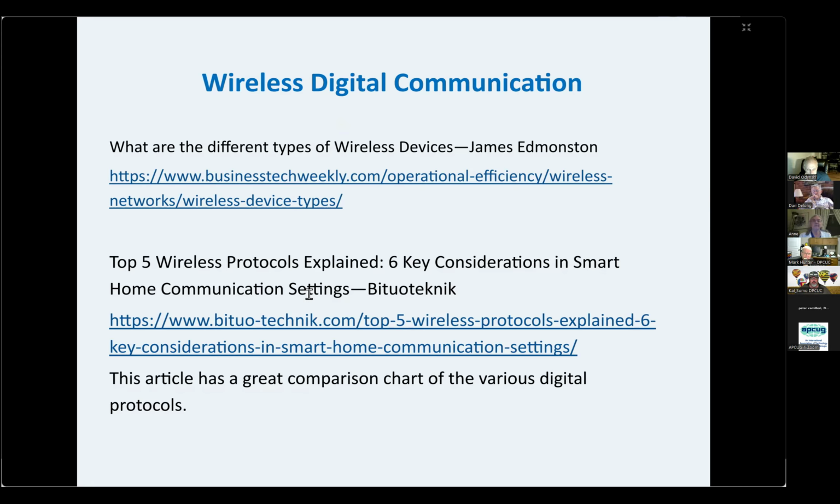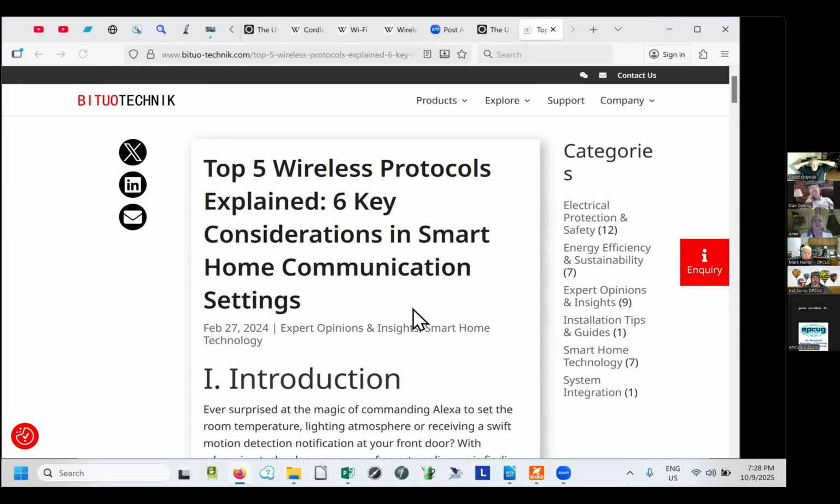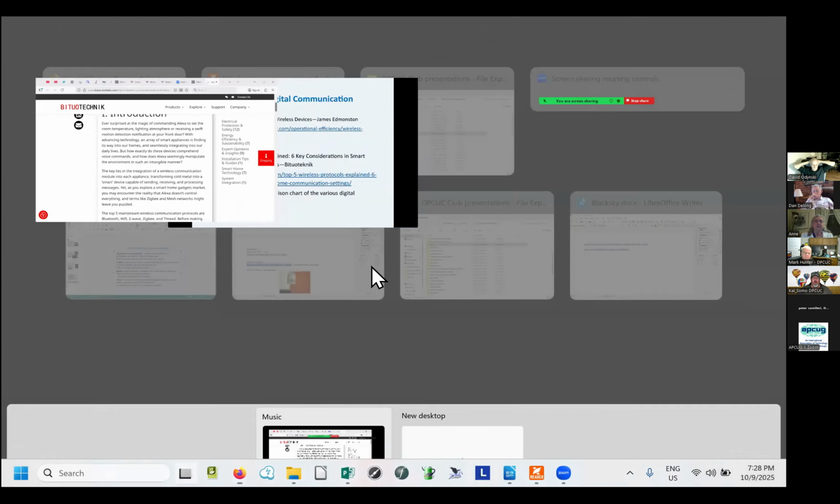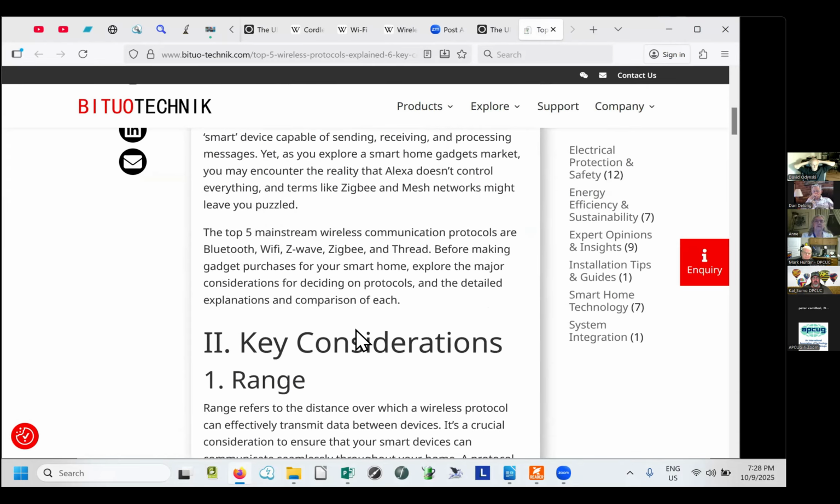I found a couple of good articles about this. The different types of wireless devices by James Edmiston. You can read that one later on. It has some good descriptions of them. And this one about the top five wireless protocols. I'm going to click on this one and load it up. Oh, sorry. That's what happens when you have clumsy fingers.